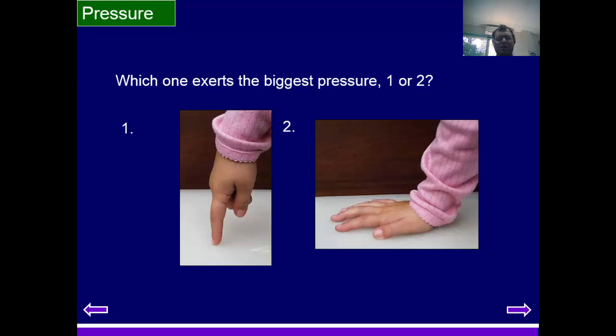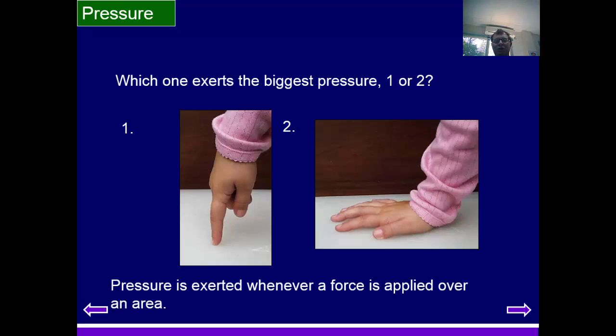So looking at these two pictures, which one exerts the greatest pressure? Picture 1 or picture 2? Well, if you know anything about pressure at all, hopefully you've said picture 1, because pressure is exerted whenever a force is applied over an area.